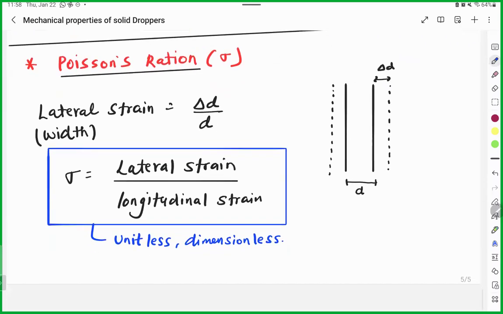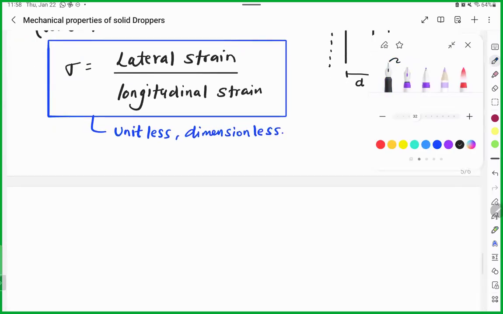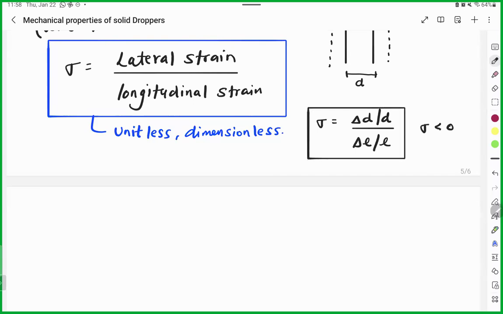Usually, if I write in the form of a formula, your Poisson ratio is change in diameter by original diameter, that is width, divided by change in length by original length. And usually this value is less than 0.5. It's just a number which tells you the tendency of the material to expand. Any doubt, guys?